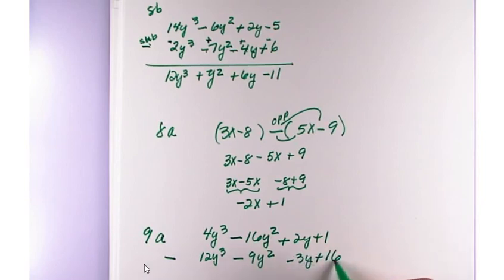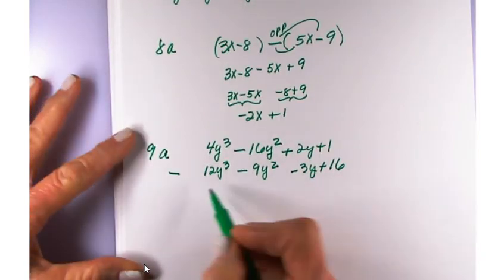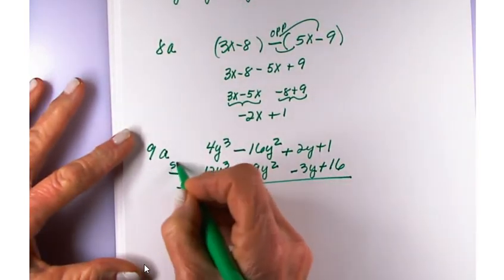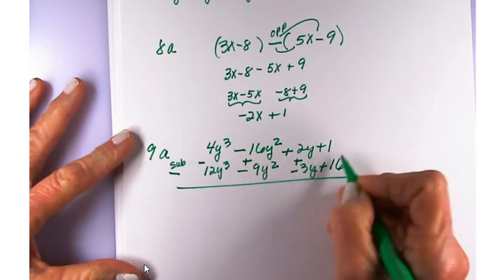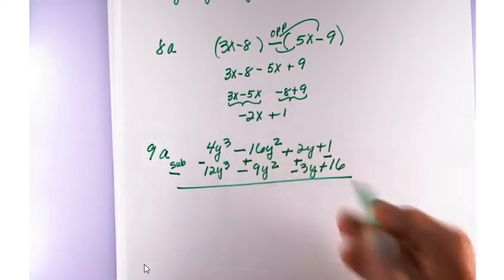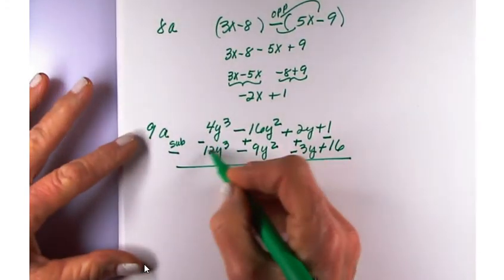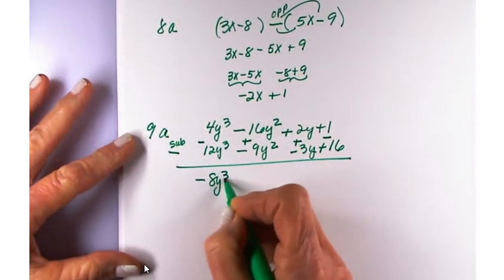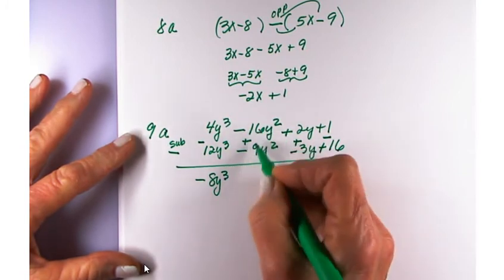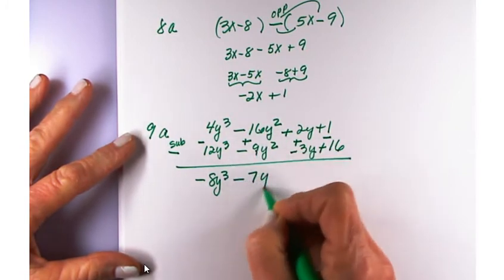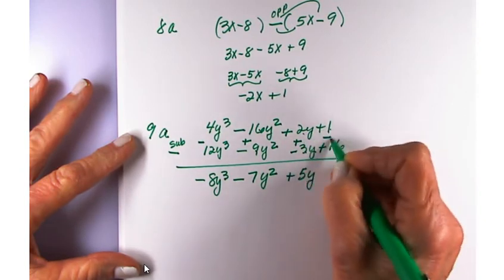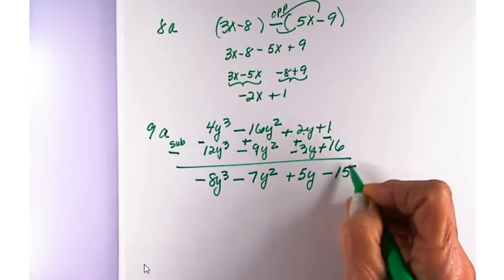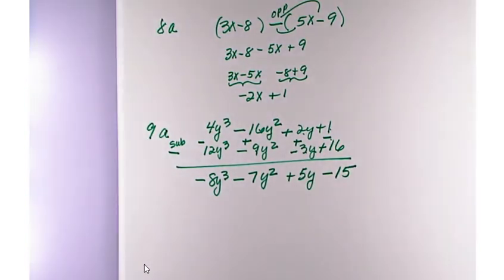So what we're going to do here, this tells me to subtract. I'm going to change my signs. I raise them up, and I'm going to change them. 4 minus 12 is negative 8y cubed. Minus 16 plus 9 is minus 7. 2 plus 3 is 5y. And 1 minus 16 is minus 15. Okay? I definitely am a fan of doing columns.